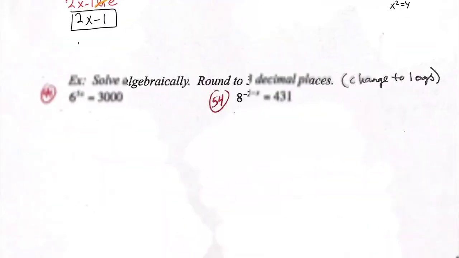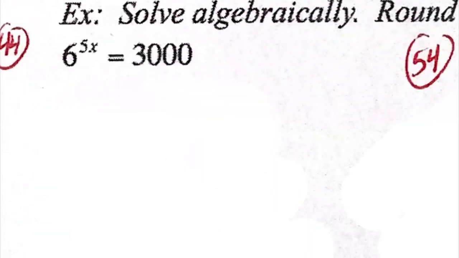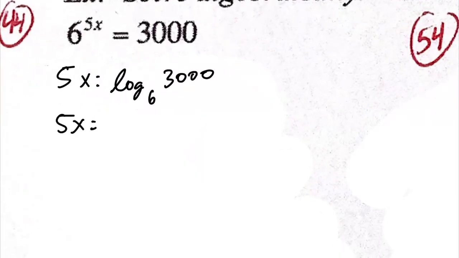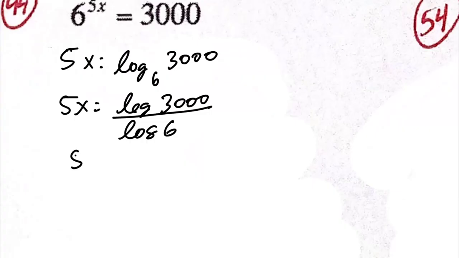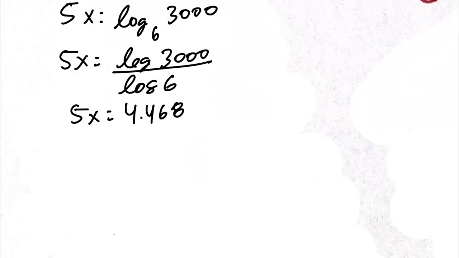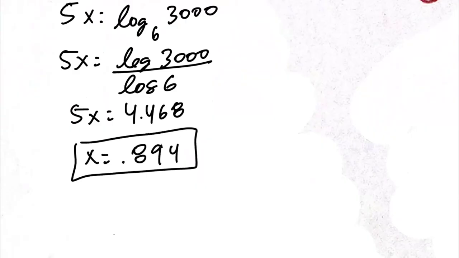The next one: solve algebraically, round to 3 decimals, change to log. So we have 6 to the power of 5x equals 3000. We can convert this from exponential to logarithm. So 5x equals log base 6 of 3000. Then change of base. 5x is equal to 4.468, which you get after plugging that into a calculator. Divide by 5, and 0.894 would be your solution.